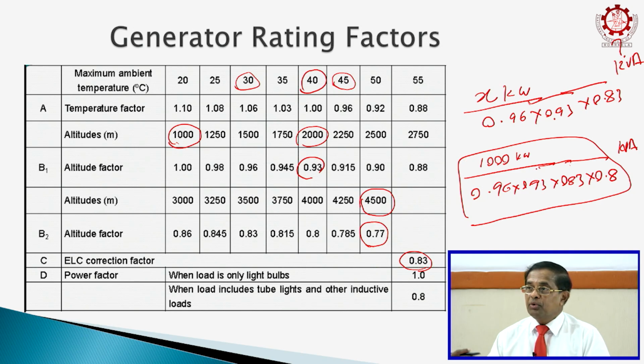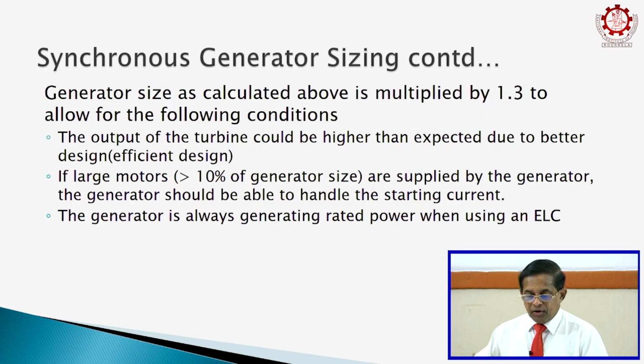The turbine always gives out kilowatts, and then the generator has to be resized to kVA because of the reactive power involvement, magnetization involvement. So, the generator size as calculated above is multiplied by about 30% to allow for the following conditions. Normally, once we calculate, we keep practically about 25-30% extra capacity for these reasons.